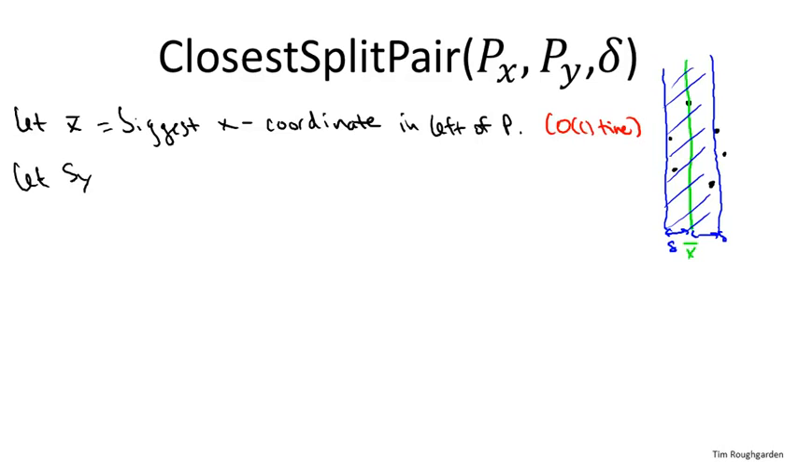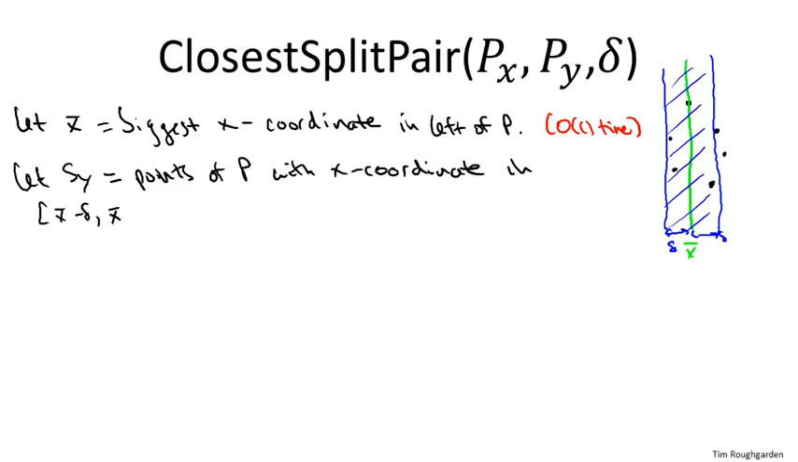So the rest of the algorithm will operate only on the subset of P, the subset of the points that lie in this strip. And we're going to keep track of them sorted by y-coordinate. So the formal way to say that they lie in this strip is that they have x-coordinate in the interval with lower endpoint x bar minus delta and upper endpoint x bar plus delta.